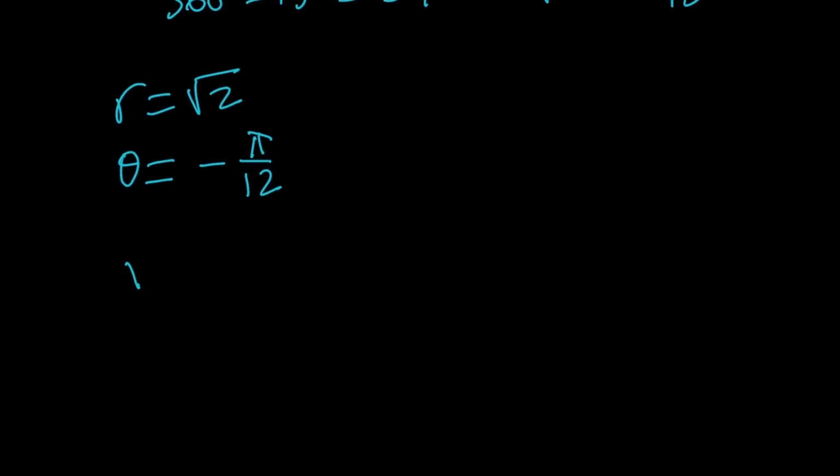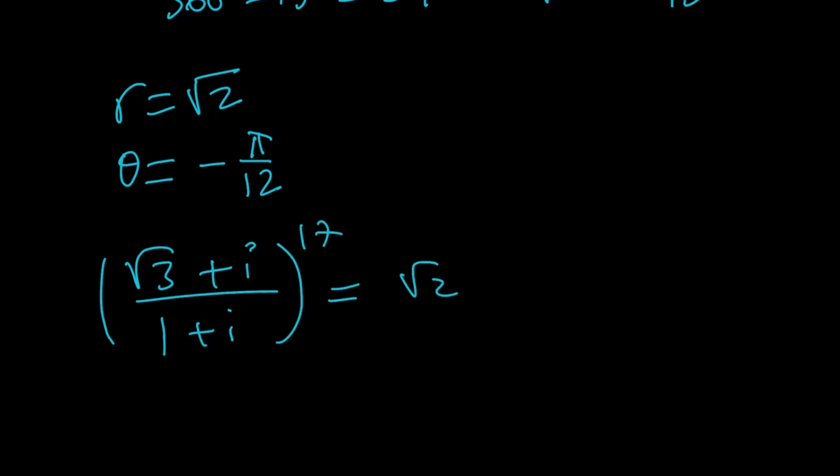Root 3 plus i over 1 plus i to the 17th power is root 2 to the 17th power, which is R to the 17th power, and then times e to the i times 7 pi over 12. Oh, by the way, how did I get 7 pi? Where did I get that from? Okay, let me explain. I skipped that part. Sorry about that.